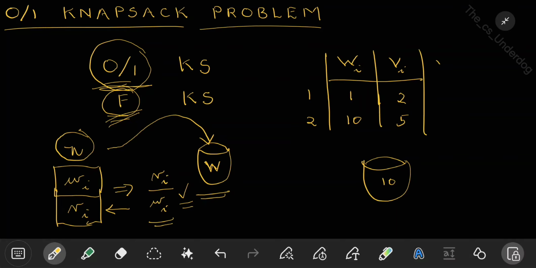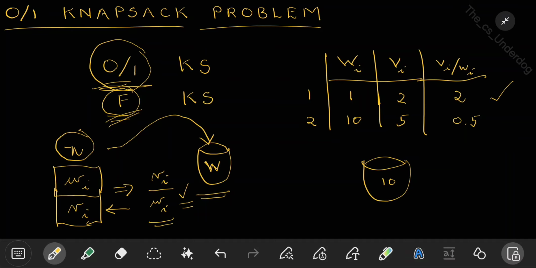What is the profit by weight ratio here? If you take Vi by Wi, what will you get for the first item? It will be 2 by 1, which is 2. For the second item, it will be 5 by 10, which is 0.5. Clearly, if you go for the greedy algorithm, you are going to pick the first item first and only then go for the second item. Why? Because the profit by weight ratio is higher for the first item.